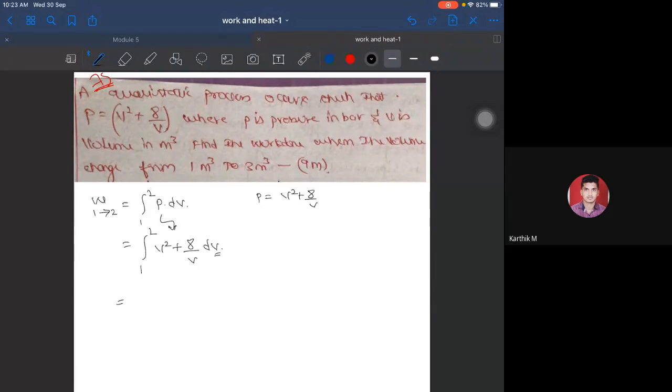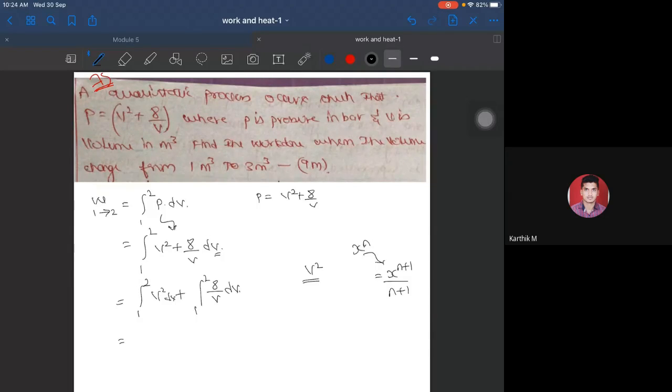Yes, integrate it. So integrate both terms, that is integration from 1 to 2 of V square plus integration from 1 to 2 of 8 by V dV. Further, what is the integration of V square? That is x to the power of n, integration is x to the power of n plus 1 divided by n plus 1.